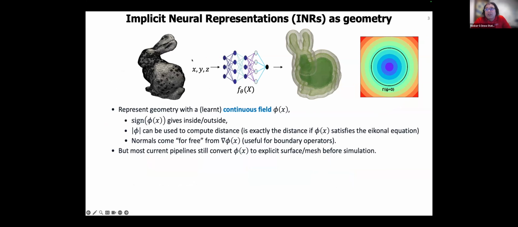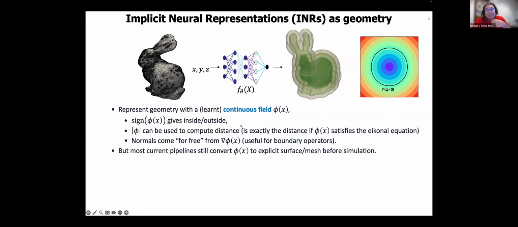That is, if you give an XYZ location, the neural SDF or the INR representation gives you some notion of distance to the zero level set, correct? So you represent this geometry with a learned continuous field. The one clear advantage that immediately comes out is that you become resolution independent, whatever your mesh size is, because you are learning a continuous field.